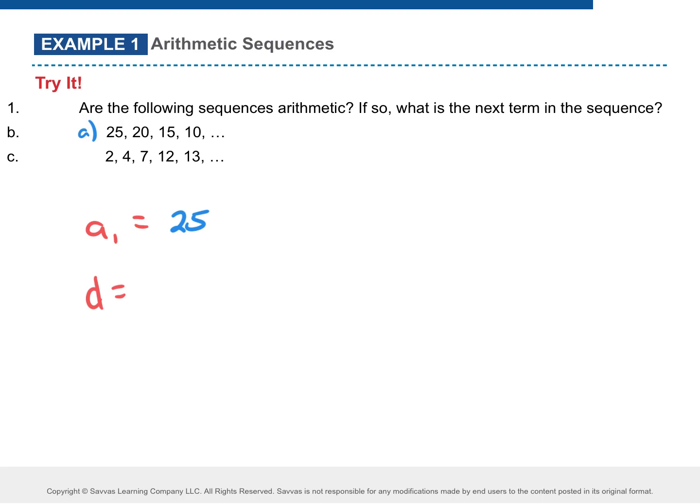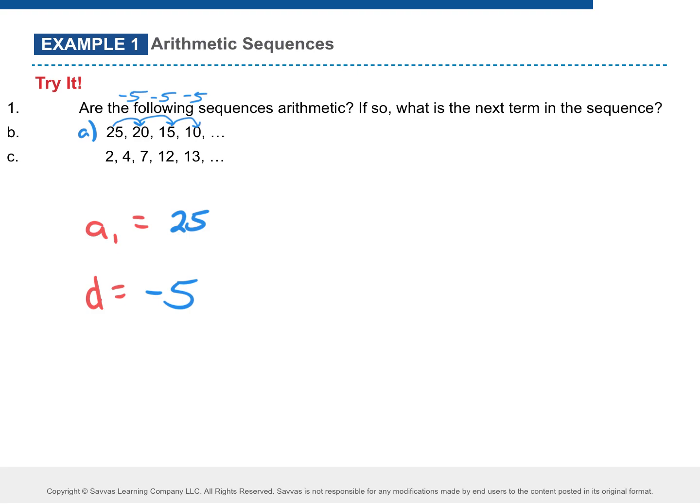How do I go from 25 to 20? Minus 5, yep. 20 to 15? Minus 5. 15 to 10? Minus 5. So what is our common difference? Negative 5. Yep, don't just put 5. We need to know if it's going negative or if we're going positive. Okay, this one was a negative 5. That's all I needed there.